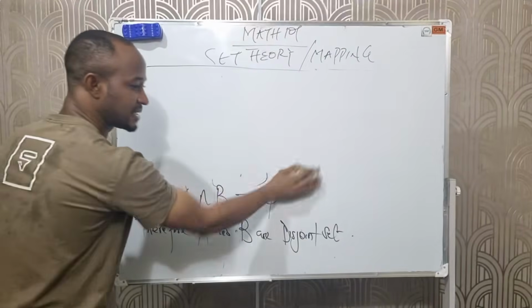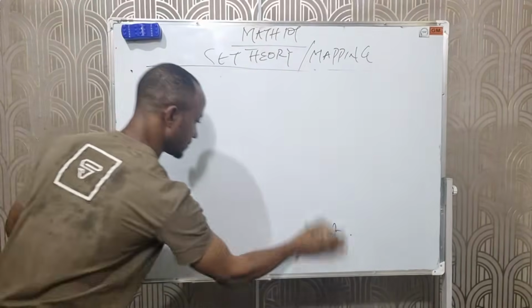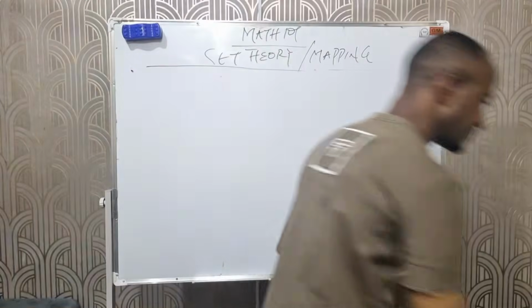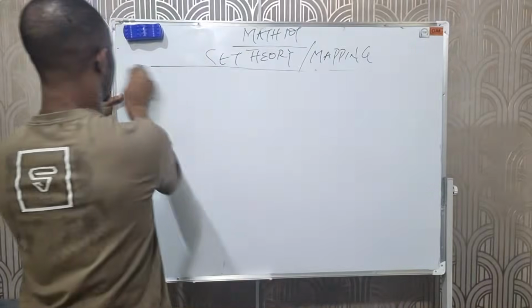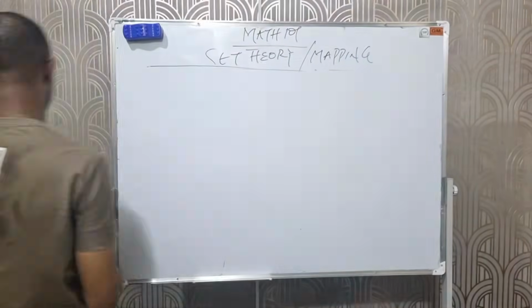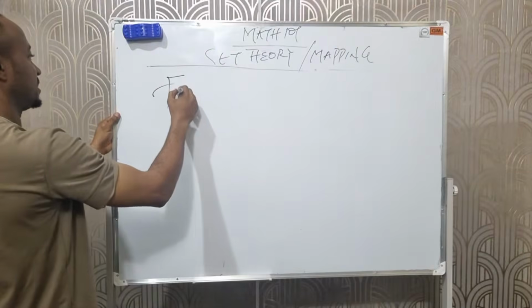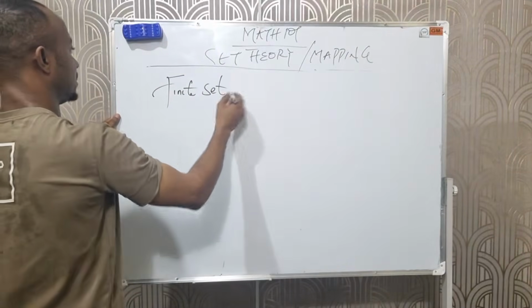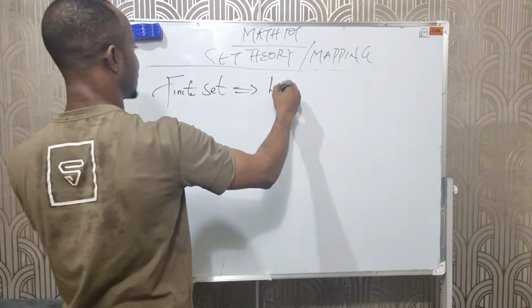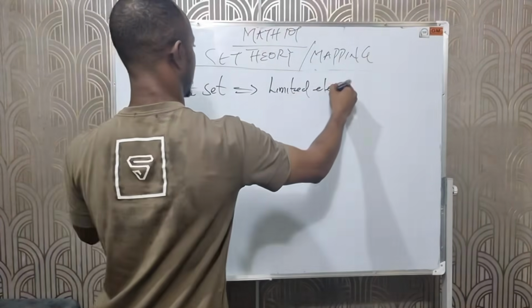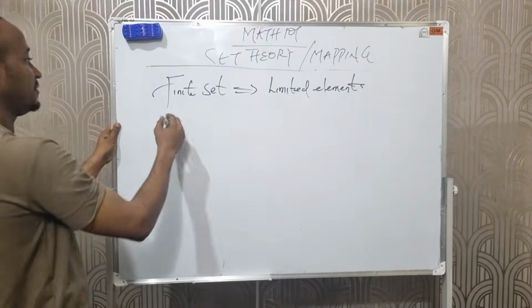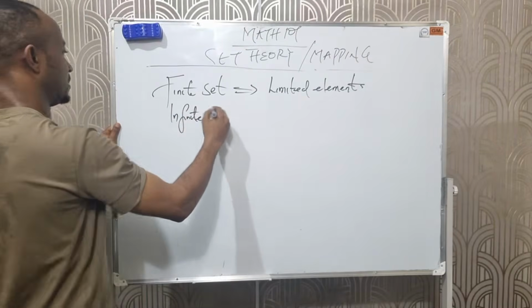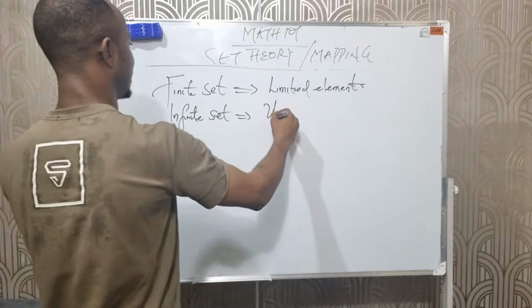The next one we'll look at is finite sets. Then we'll look at other aspects. Finite sets. These are sets with limited elements. Limited what? Elements. Okay, infinite sets. These are sets with unlimited elements.